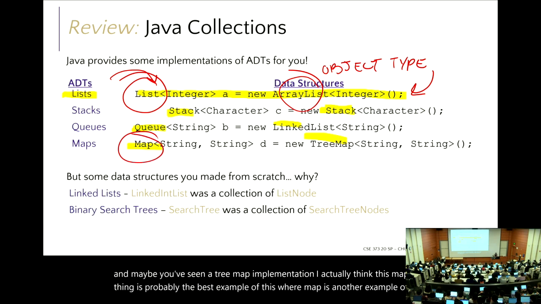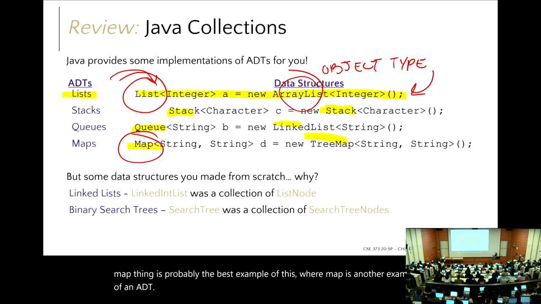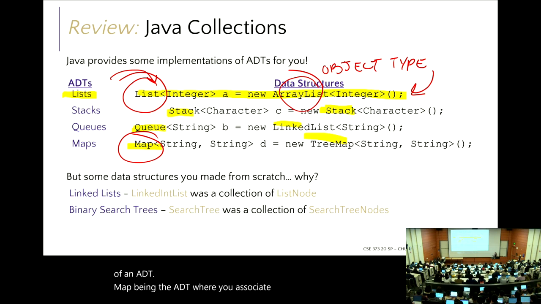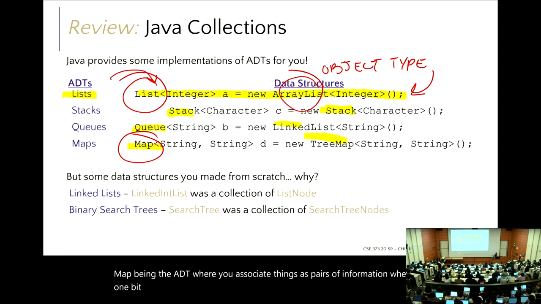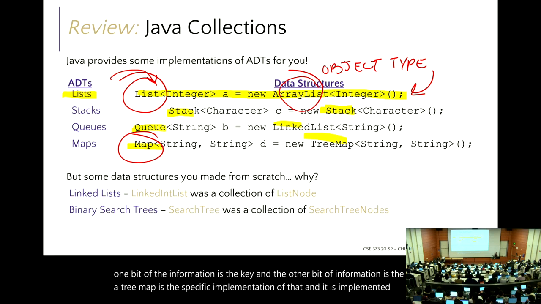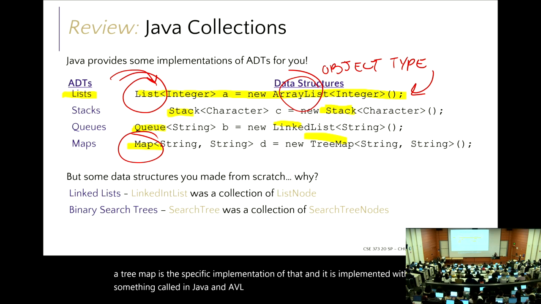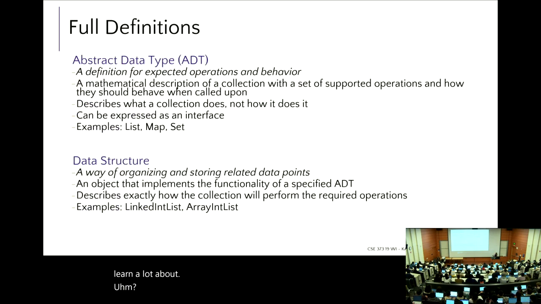Map being the ADT where you associate things as pairs of information, where one bit of the information is the key and the other bit of information is the value. A tree map is the specific implementation of that. And it is implemented with something called, in Java, an AVL tree under the hood, which we're going to learn a lot about. Here is the full definition.